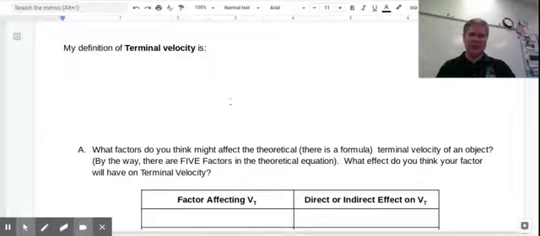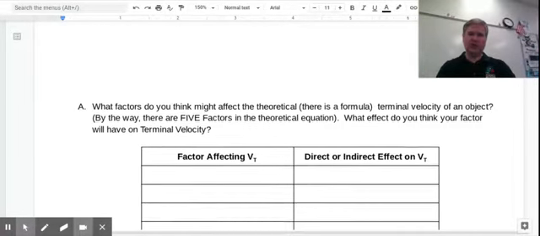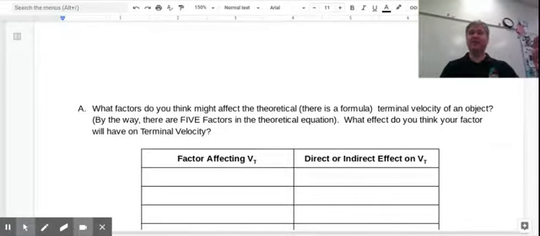A lot of folks will think of terminal velocity as, by definition, the fastest an object can travel through a medium. You usually think of terminal velocity as when things are falling. If I drop something off of a very tall building, what's the maximum velocity that it would achieve under just the force of gravity? That's one way of thinking of terminal velocity.